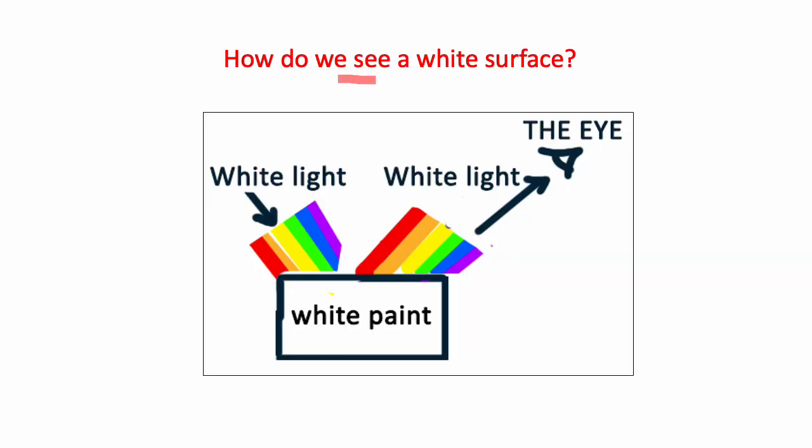Let's first understand how we see a white surface. So here is white light with its rainbow of colors, and it hits white paint. And all the colors of light are reflected to our eye, and our brain puts them together so we see the paint as being white.